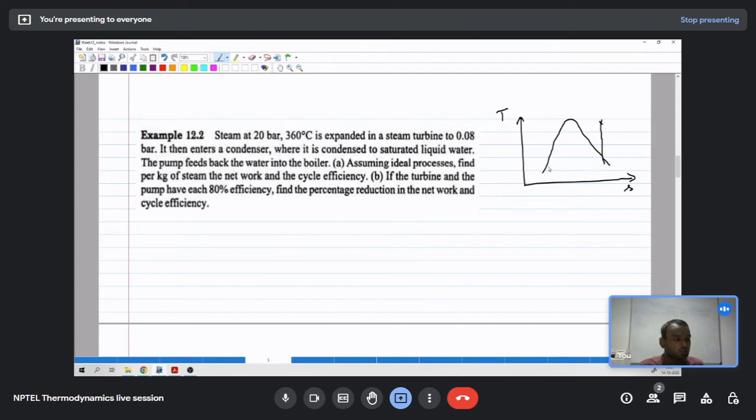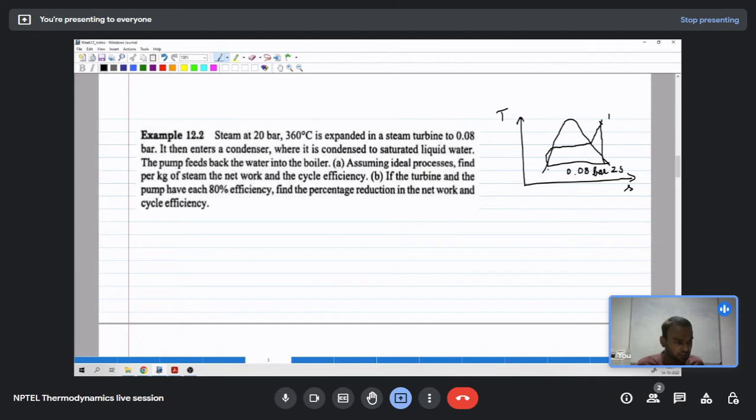condensing to 0.08 bar, and this is pumped. Feed water is pumped to the boiler, and with the boiler it should enter at 20 bar and then gets heated up to this state. So we say this is state 1, and this is state 2, assuming isentropic process.